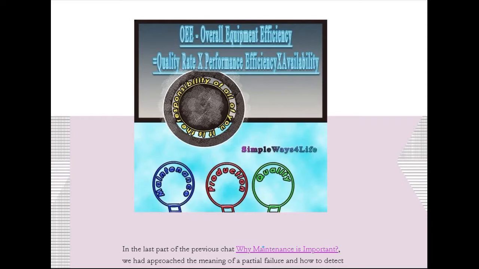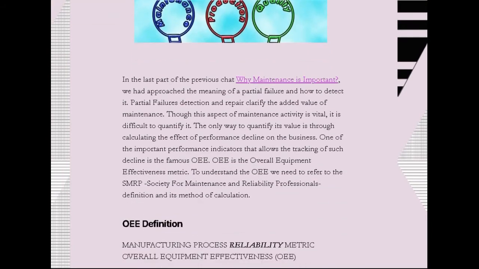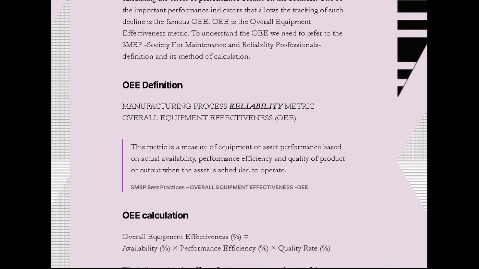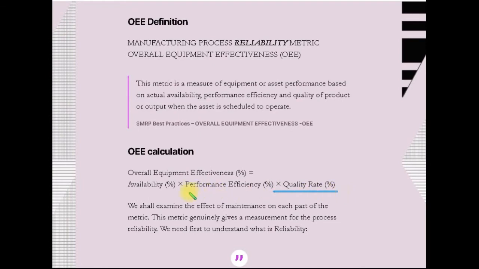To start with, we start with the definition of the overall equipment efficiency. It means the reliability of the manufacturing process. Reliability means how reliable is your manufacturing process. So reliability of the manufacturing process is a metric depending on the availability as one item, and the performance efficiency, and the quality rate. So we are going to explain today every item of this and how it is calculated and how maintenance affects every item of them. The first one we are going to speak about will be the quality rate, okay? And then we'll go to the performance efficiency, and then we'll go to the availability.